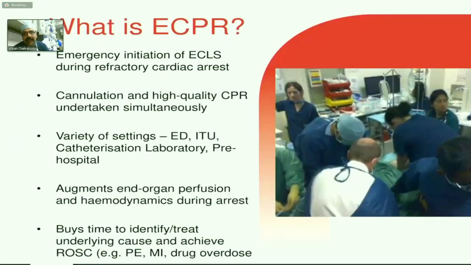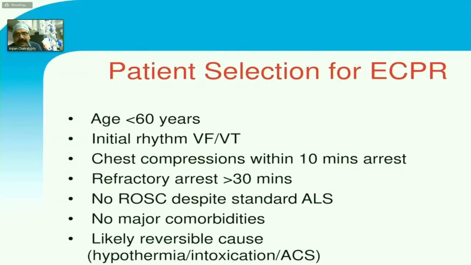Because I have explained this slide, many times we do ECPR as a bridge to decision, where we don't know what is the cause of the arrest. After putting the patient on ECMO with CPR, we send the patient to the cath lab, or to the CT console, or for toxicology screening, to find the cause of the arrest. With that idea, we know there is patient selection for ECPR also. We try to maintain that, but many times it doesn't happen.